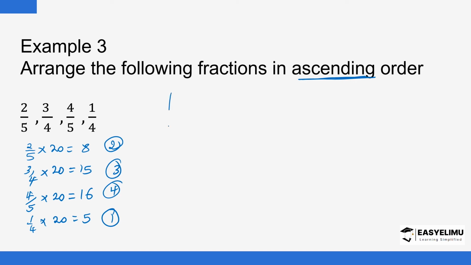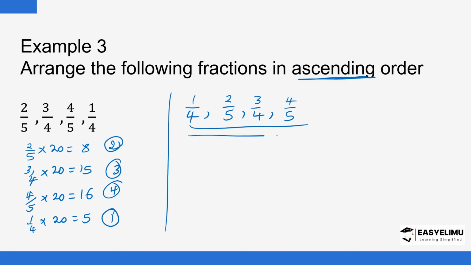So as you arrange the fractions, you start with the one that is giving us the least, which is a quarter. Remember, now we are starting from the smallest. Then position number 2 is 2 over 5. Then position number 3 is 3 over 4. And then, of course, position number 4 is 4 over 5. So this is ascending order. We have arranged the fractions in ascending order.